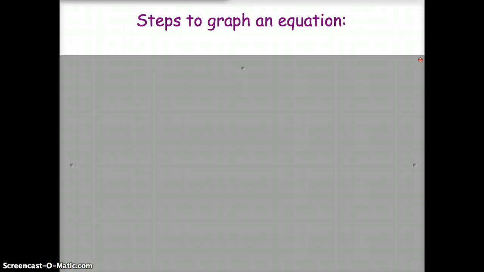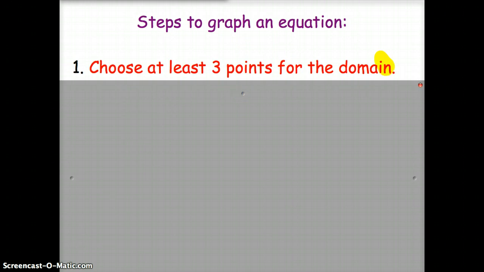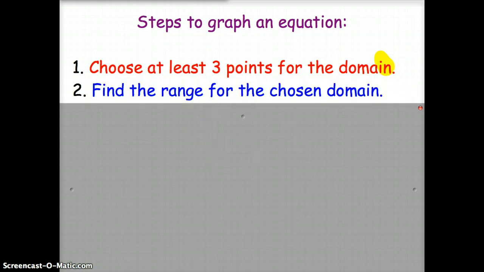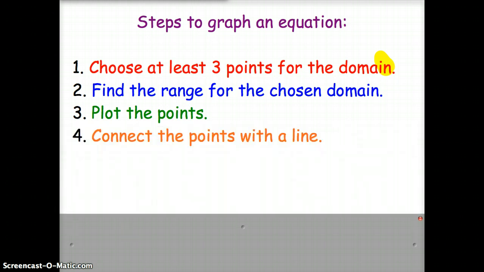We are going to be dealing with graphing linear equations today, and our first step to graph an equation is to choose at least 3 points. Remember that your domain is what you put in to your equation. Step 2, find the range for the domain. Range is your output. Step 3, plot the ordered pairs. And step 4, connect the points with a line.